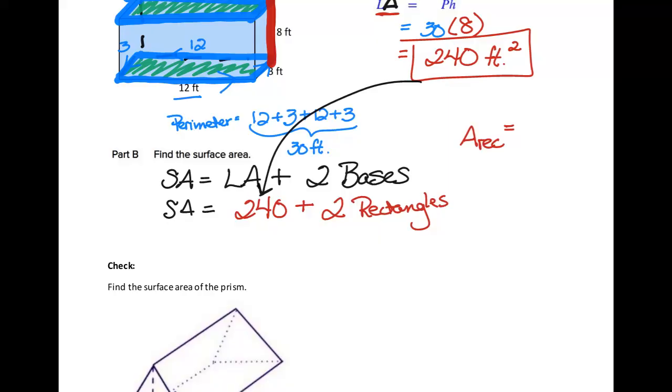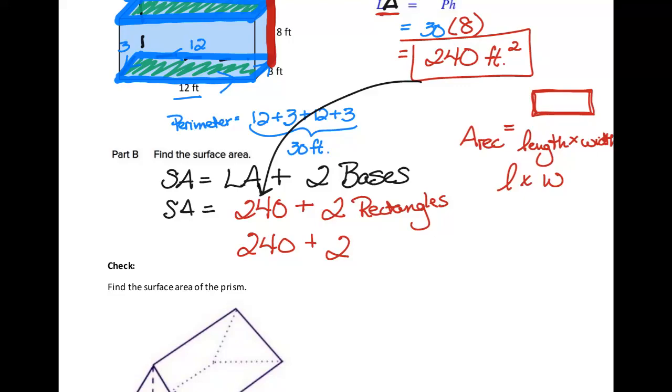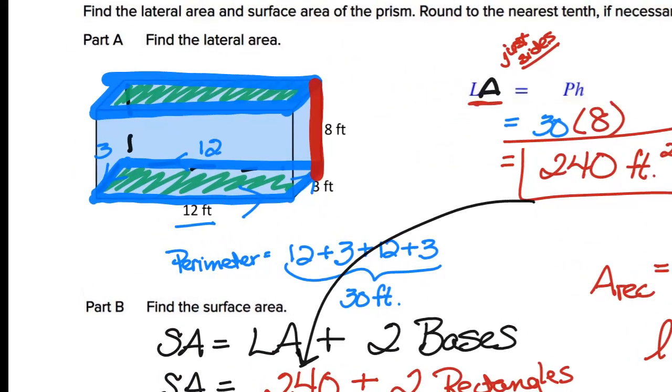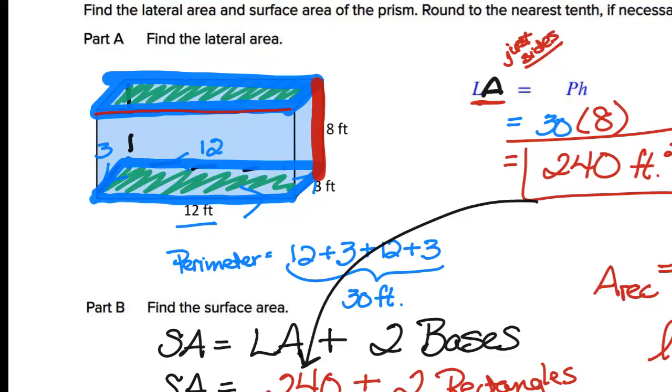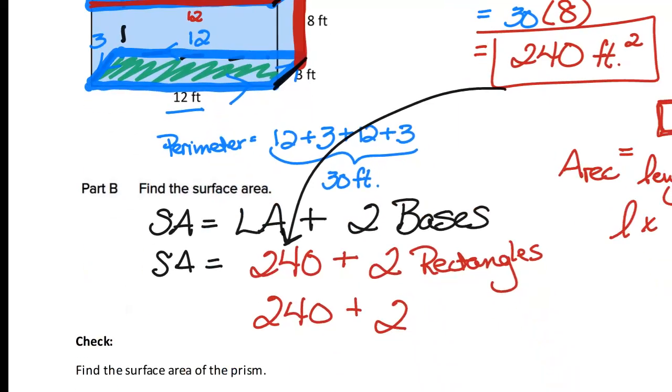If I have a rectangle like this, well, no. It is length times width. Yeah. So L times W. So we have 240 plus we have 2. As you look at these rectangles, what is the length, the long side here? What is this length right here? That is 12. And what is your width right here? That is 3.